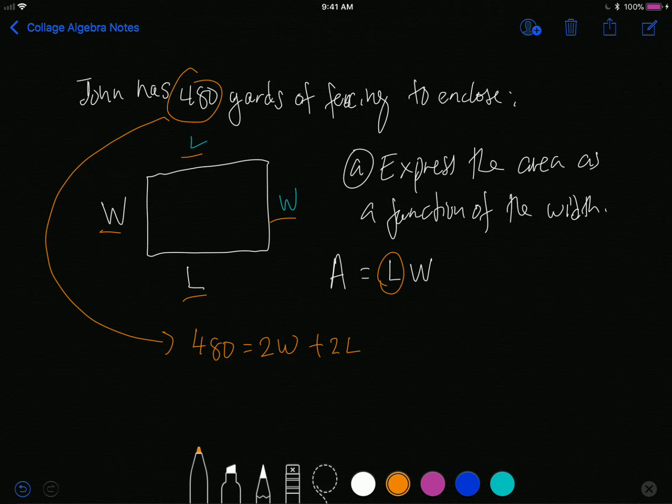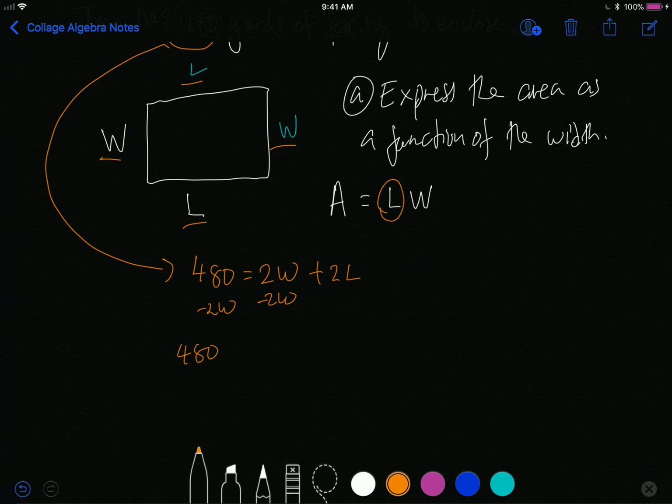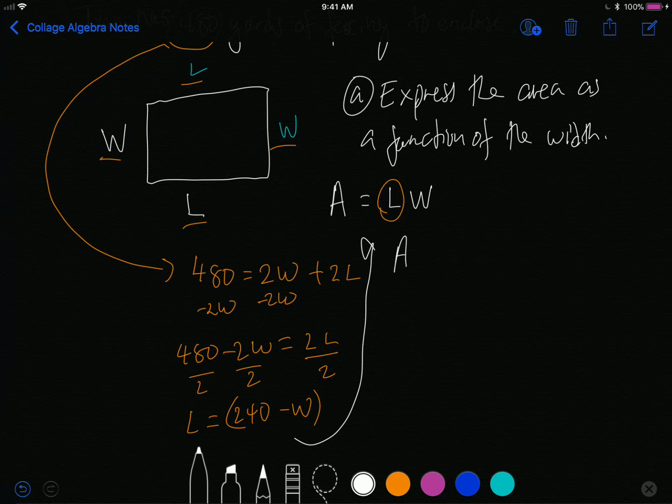And so I will subtract 2W from both sides. And so I will get that 480 minus 2W is equal to 2L. And I'll divide by 2. And so I get the length is actually 240 minus W. Since I now know that this is the value of L, I can plug it into my area function. The area is equal to 240 minus W multiplied by W. This simplifies to area is equal to 240W minus W squared. And that's the answer to the first part right here.